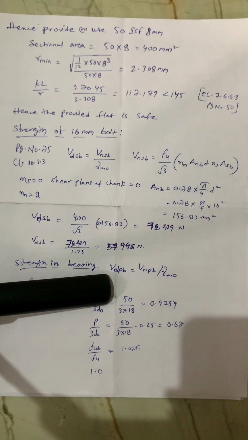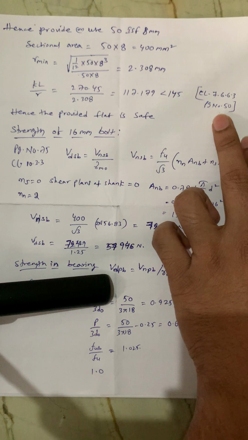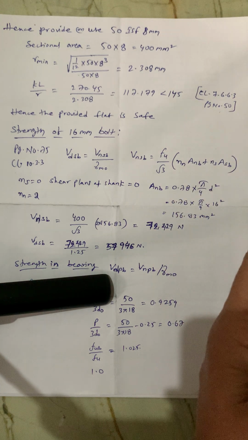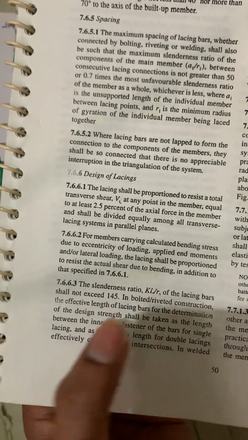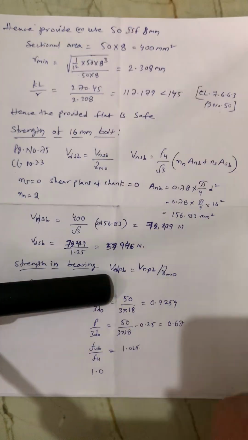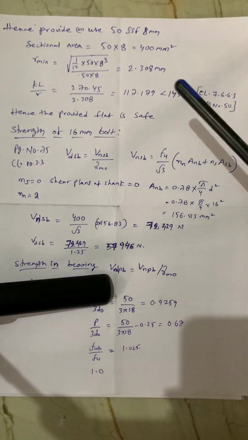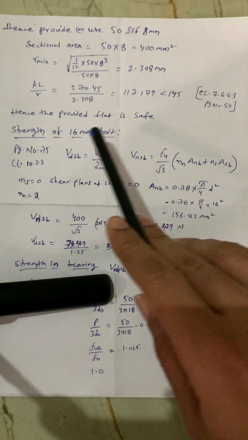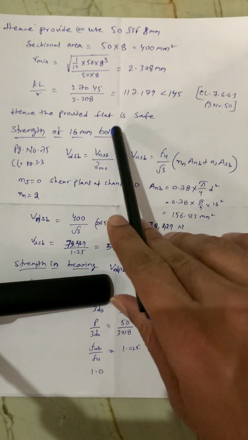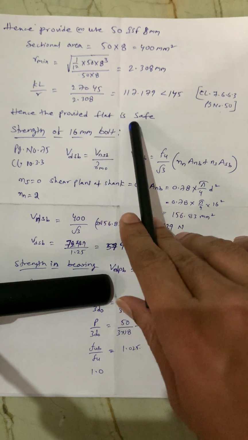The code is specifying again 7.6.6.3, page number 50. In page number 50, 7.6.6.3, the slenderness ratio KL by r of the lacing bars shall not exceed 145. So that's why less than 145. So all these steps are taken from the code book only. You have to follow the design procedure. First go through the code book, page number 50, design of lacings and everything before going to solve the problem. Hence the provided flat is safe. Flat is nothing but a lacing bar, which is safe.